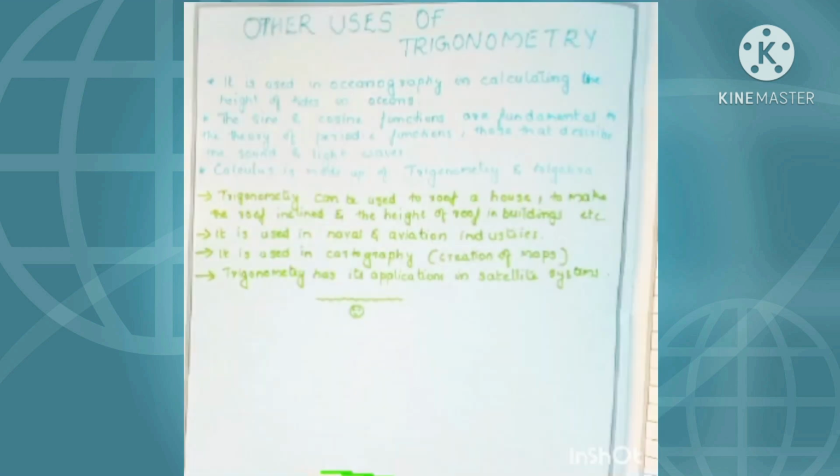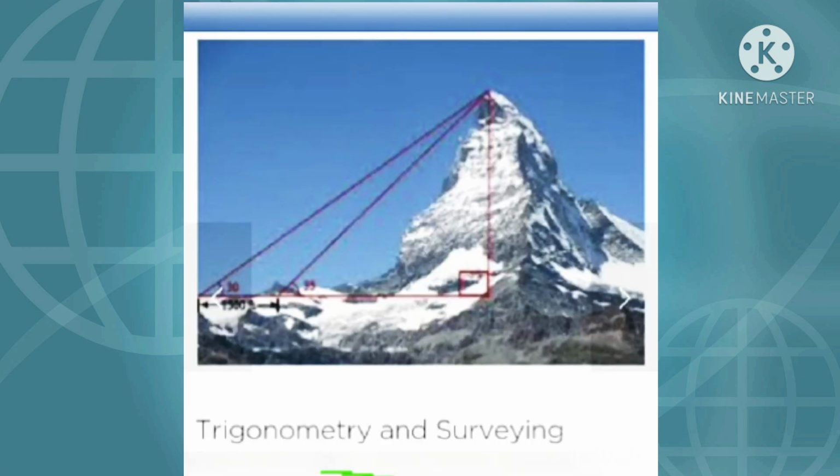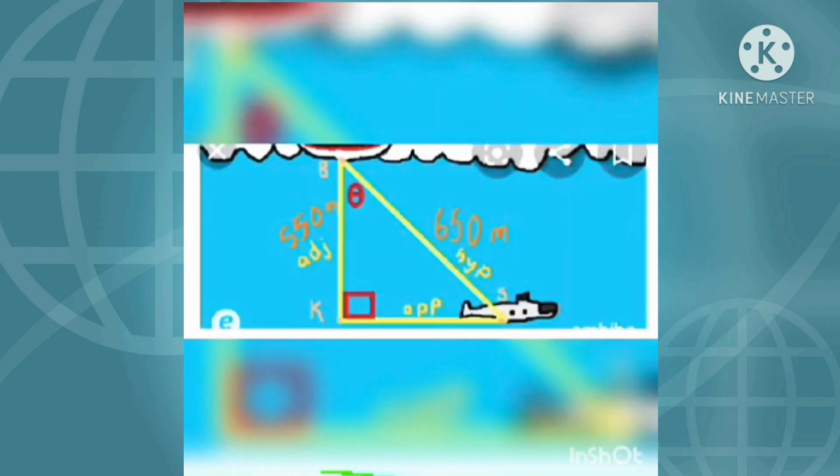Other uses of trigonometry. It is used in oceanography in calculating the heights of tides in oceans. The sine and cosine functions are fundamental to the theory of periodic functions, those that describe sound and light waves. Calculus is made up of trigonometry and algebra.